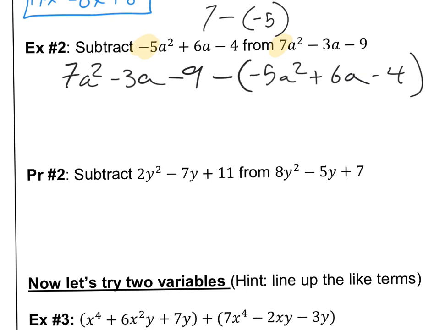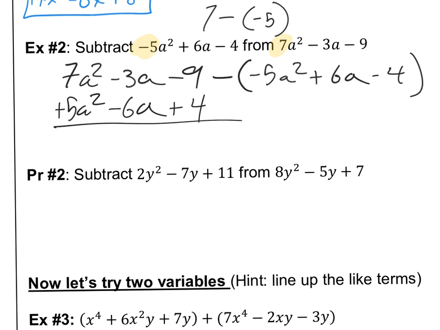I'm going to distribute that negative sign, right? Distribute it to every single term. So negative negative makes positive. So that's a positive 5a squared. Negative positive makes negative. So that's a negative 6a. And then negative negative again, that makes positive 4. And then what you could see here, if you did this right, all the signs should be different, right? Because this is negative, positive, negative, and this is positive, negative, positive. All the signs should be the opposite.